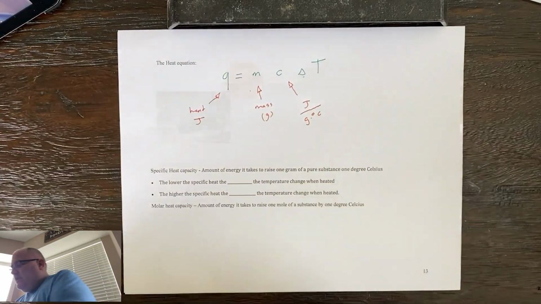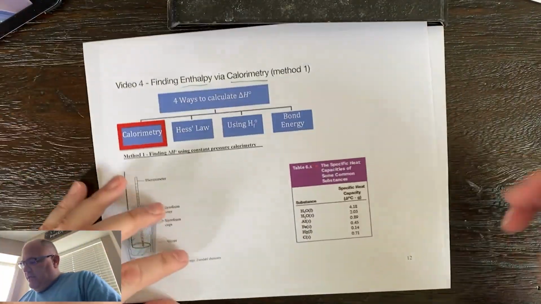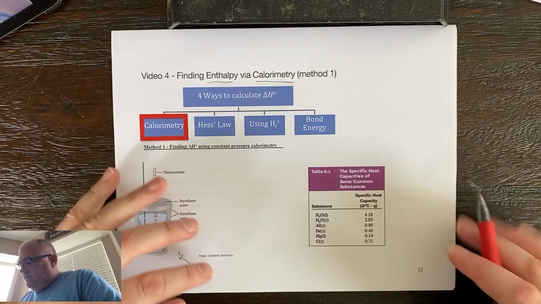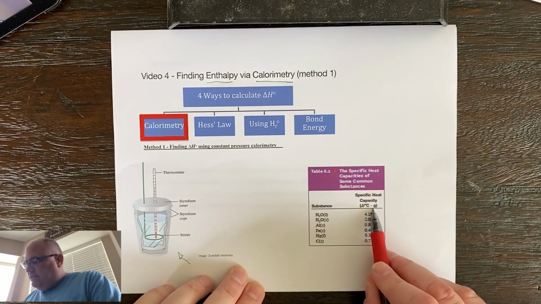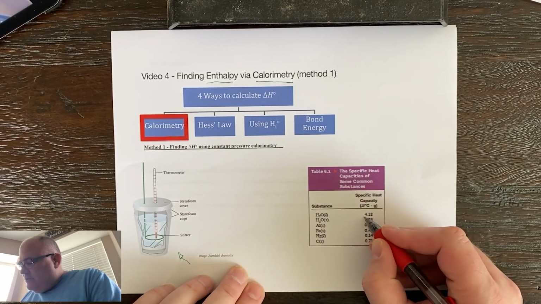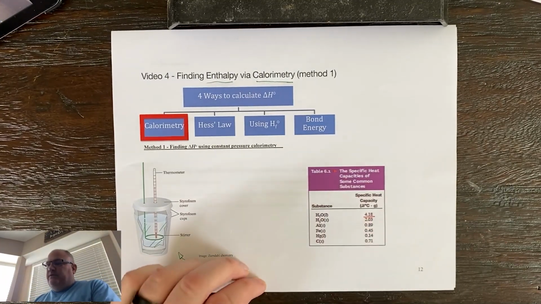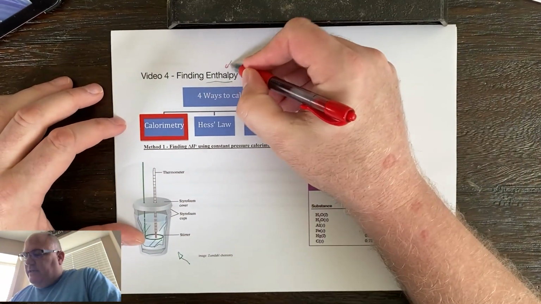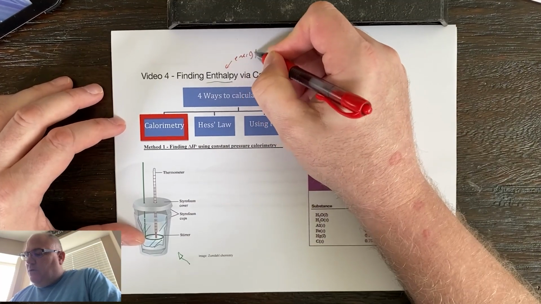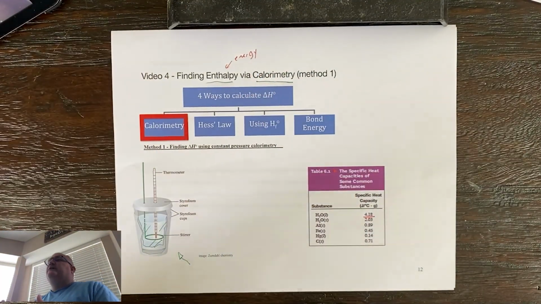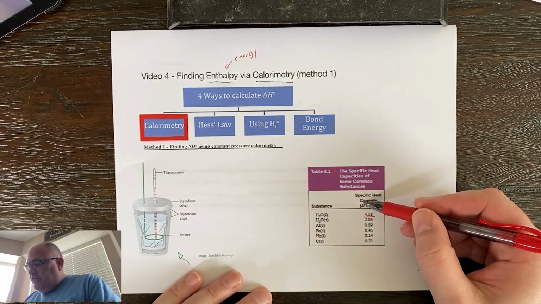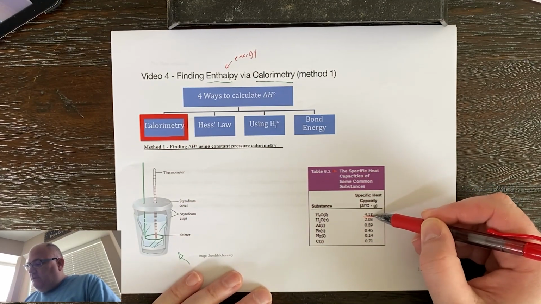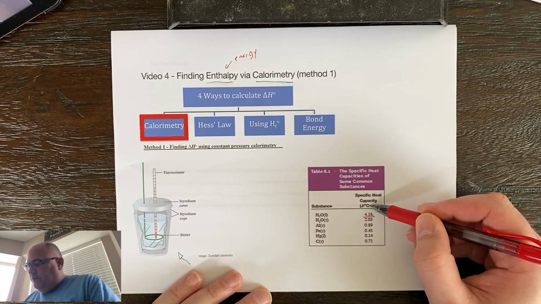If you take a look at the previous page, there is a table listing the different specific heats. What this joule per gram degree Celsius is, is the amount of energy in joules. Remember, enthalpy is just a fancy way of saying energy, or change in enthalpy is another way of saying change in energy. So this is the amount of energy required to raise 1 gram of something 1 degree Celsius.